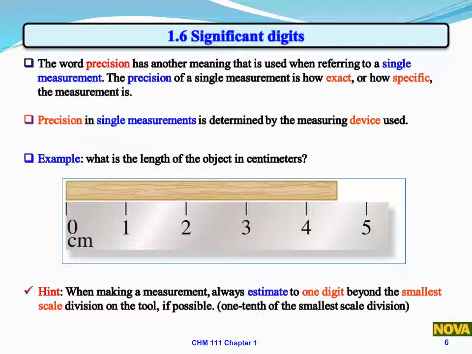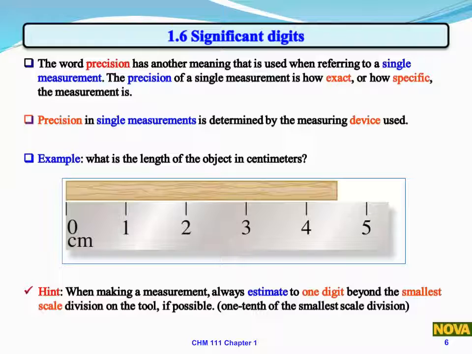In addition to describing how close together replicate measurements are, the word precision has another meaning that is used when referring to a single measurement. The precision of a measurement is how exact, or how specific, the measurement is. This will usually depend on the tool that is being used to make the measurement.